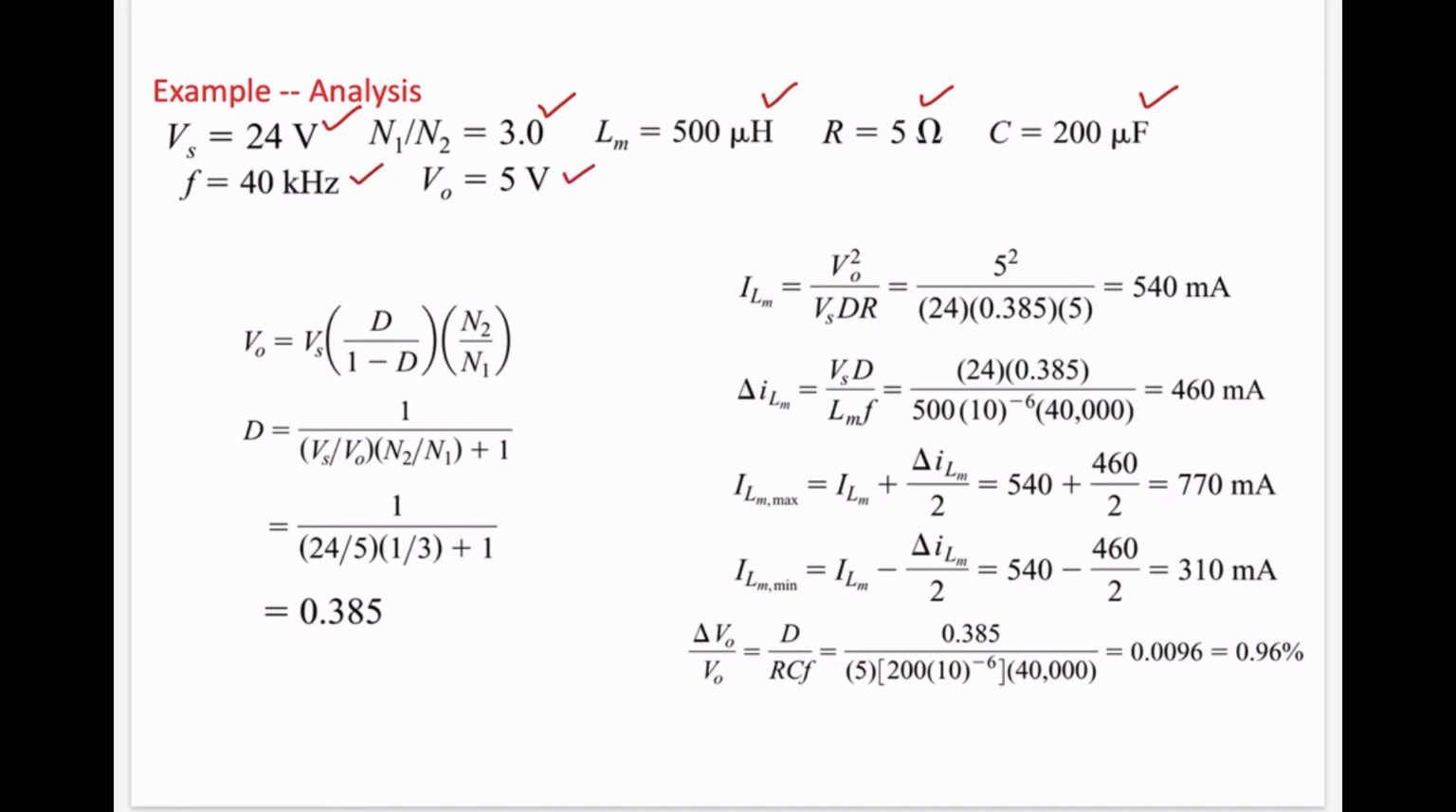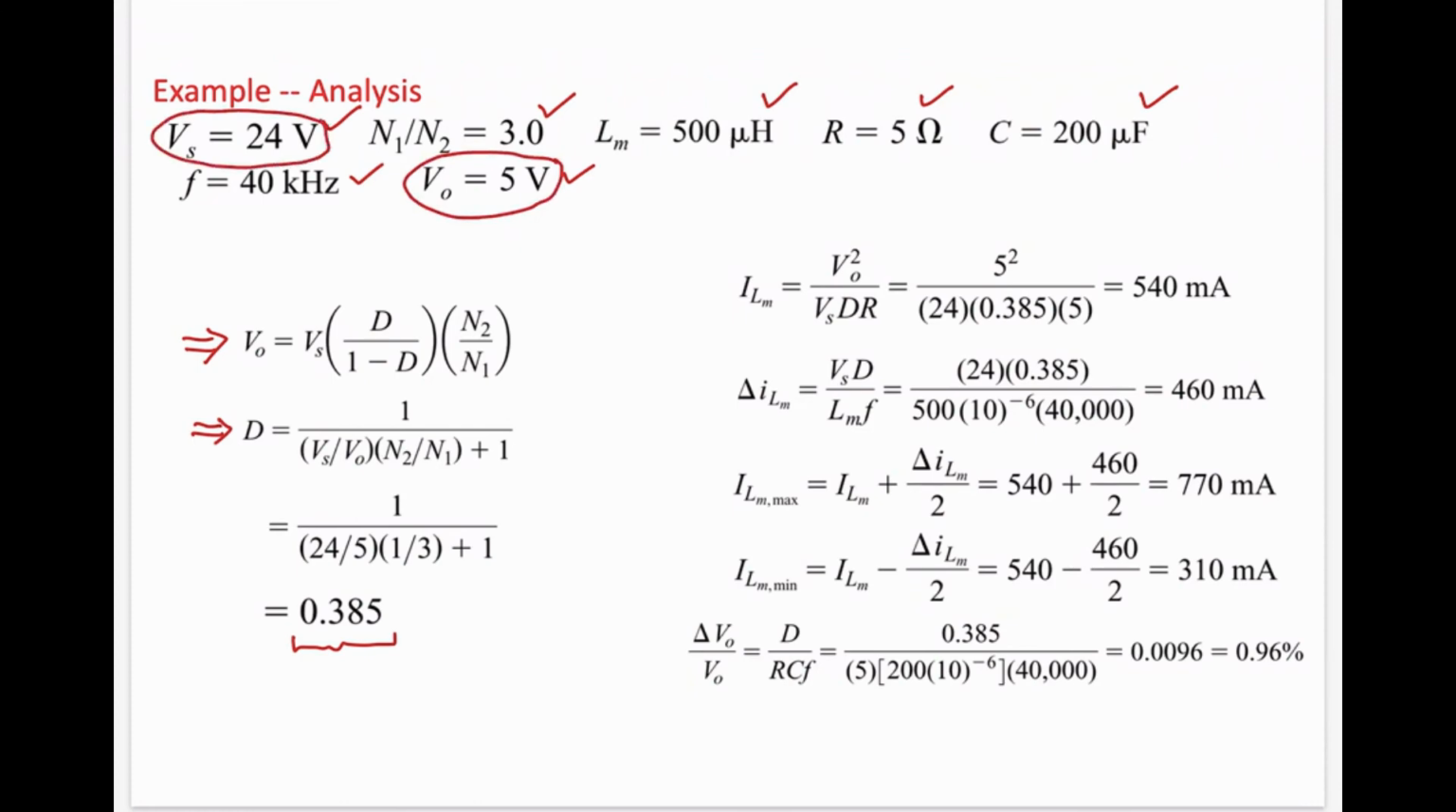So we have developed the expression for the analysis. First of all, we will see what is the duty cycle that is required. We know that the transfer function for our flyback converter is this one. We know all the parameters, so just by plugging in and rearranging for D, we can find out the operating duty cycle, which must be 0.385 to get an output voltage of 5 volt when the input voltage is 24 volt.